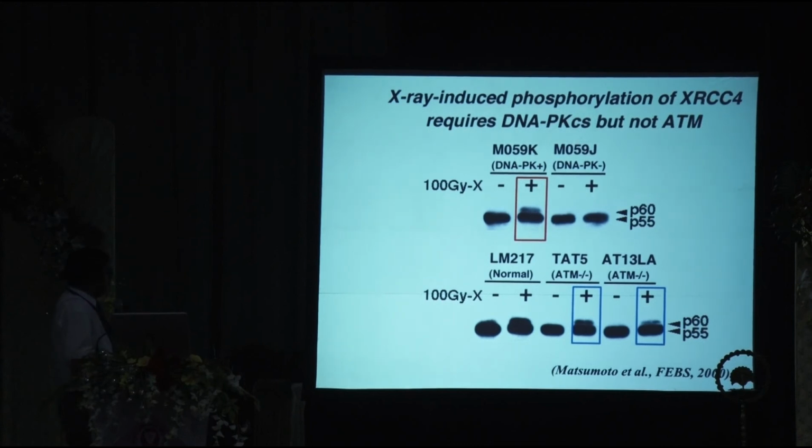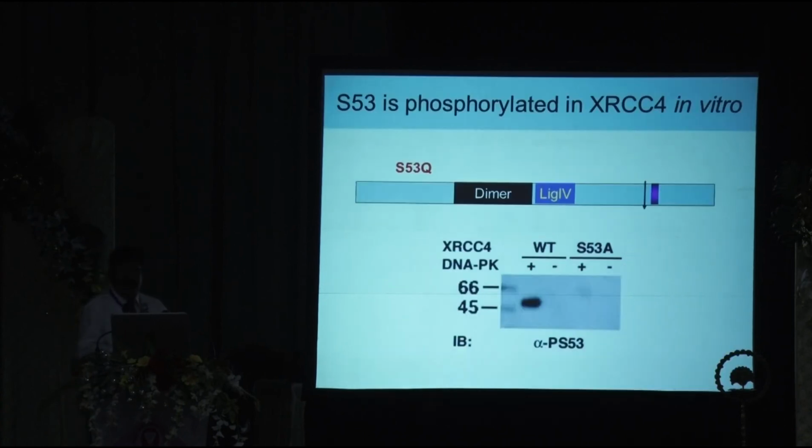Okay, in the case of M059J cells, which are deficient in DNA-PK, we could not see any kind of phosphorylation signals, as you can see here, here, and here. So it means that DNA-PK is involved in the phosphorylation of XRCC4 protein. Now after that, we want to know which site is phosphorylated in XRCC4.